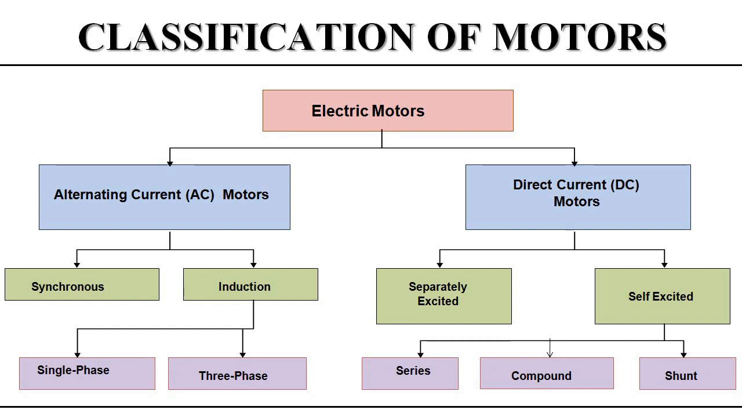Under self excited DC motors there are three types, that is series self excited, compound self excited and shunt self excited DC motors. So now we are going to see these three types of self excited DC motors.